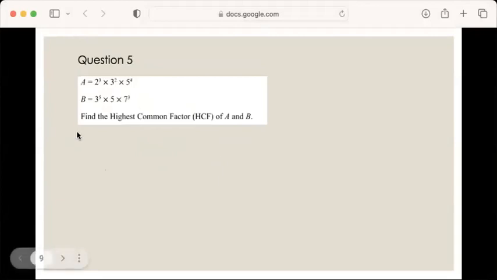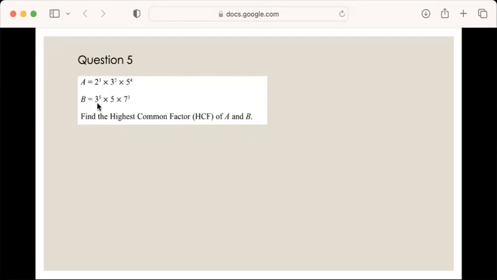Okay. Question 5, which is once again easier. Find the highest common factor of A and B. So as you know, highest means we need to get the lowest of the factors. So 2 cubed here, there are no 2 here, so we can't take 2. The lowest of 2 is 0. 2 to the power of 0, which is 1.